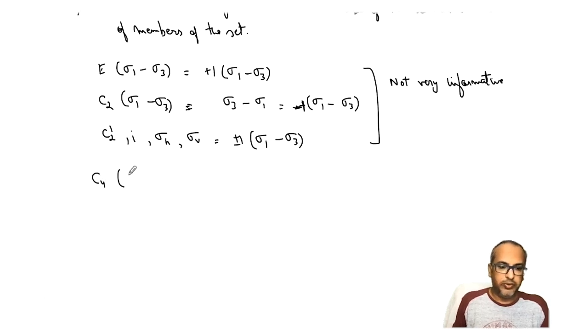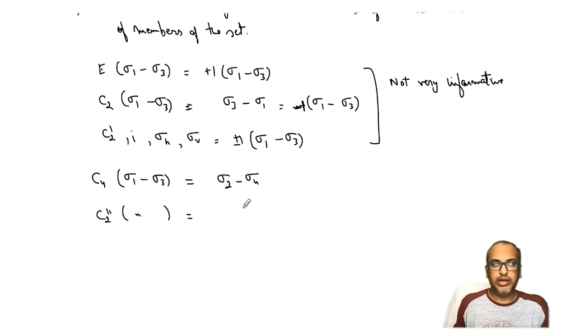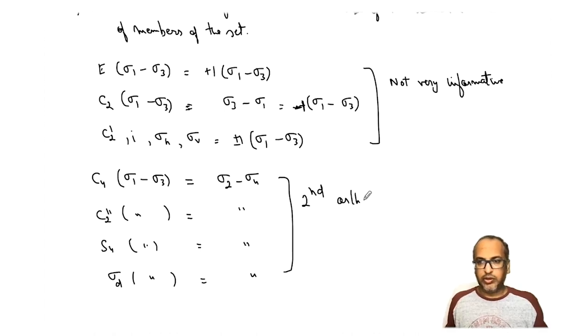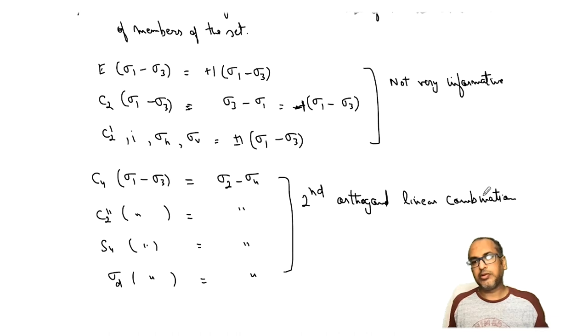Now let us see that quickly. If we apply C4 onto sigma 1 minus sigma 3, what do we get? We will get sigma 2 minus sigma 4. Similarly, if you apply C2 double prime onto this, you will get sigma 2 minus sigma 4. Similarly, S4 onto this, you will get again the same thing. And sigma d onto this, you will get the same thing. Okay, so this is the second orthogonal linear combination that was required.